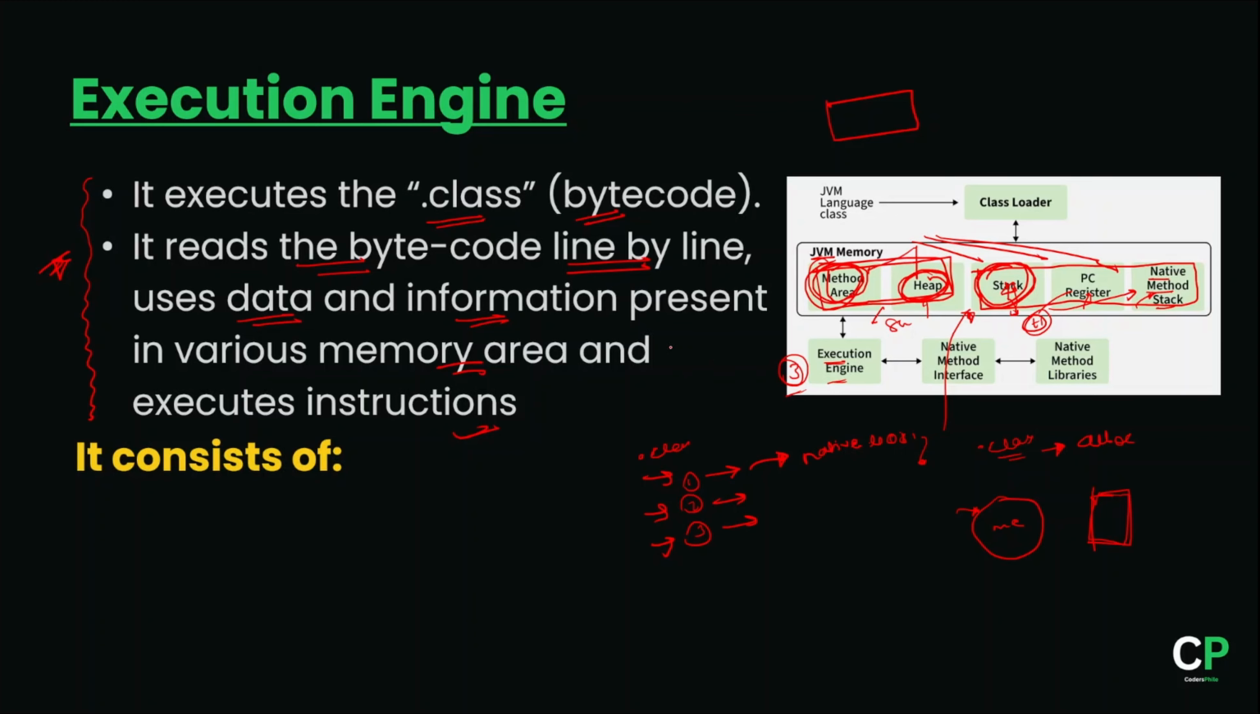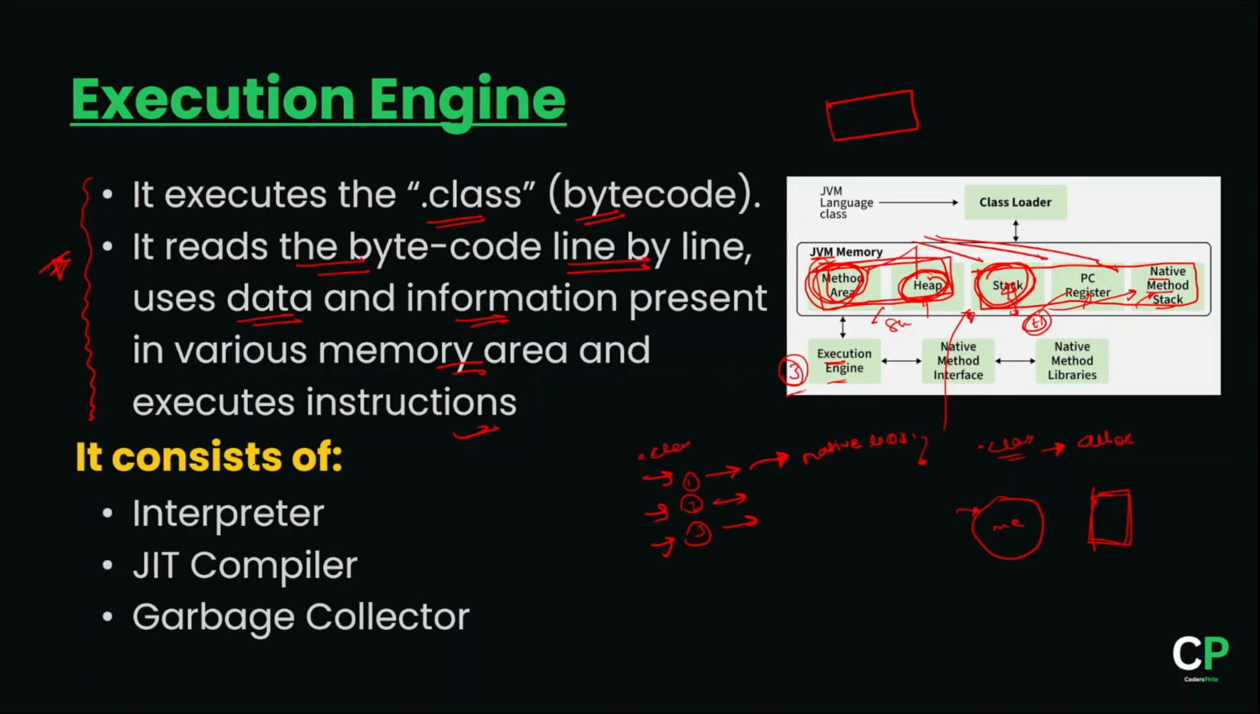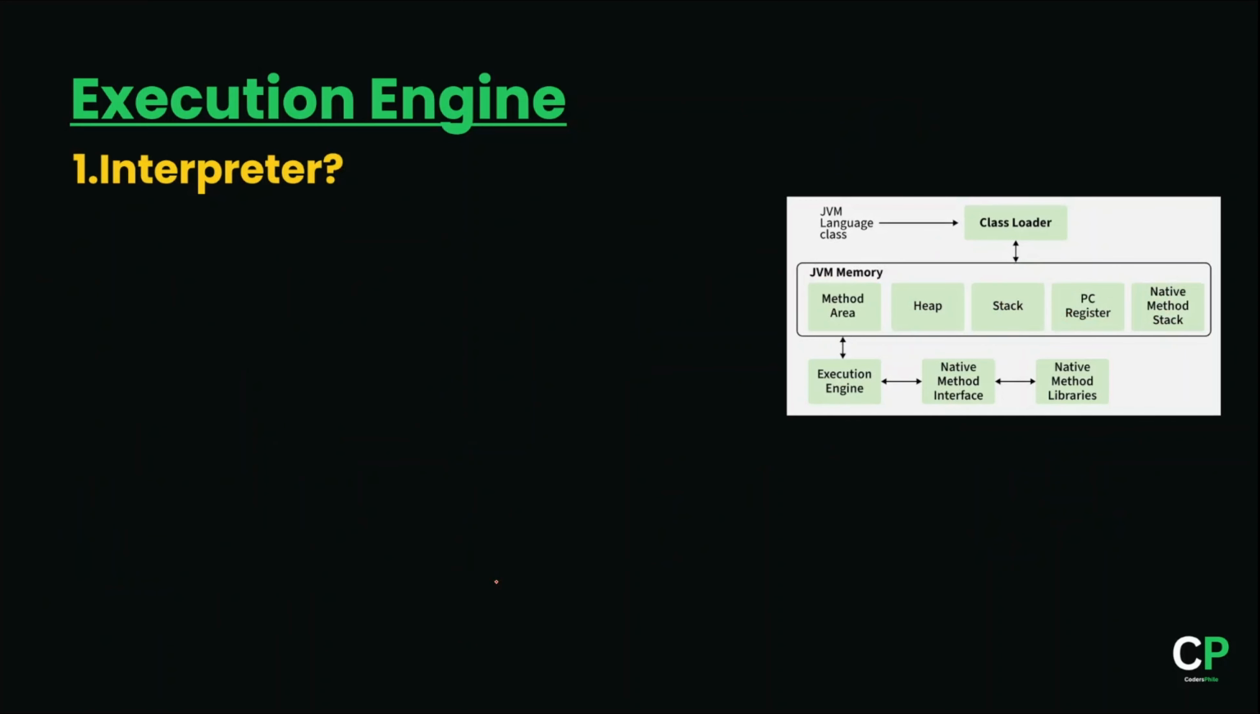So now the execution engine consists of three parts. First one is the interpreter, second one is the JIT compiler, also known as the just-in-time compiler, and third one is the garbage collector. So the execution engine consists of the three parts: interpreter, just-in-time compiler, and garbage collector. Let's study each in detail.